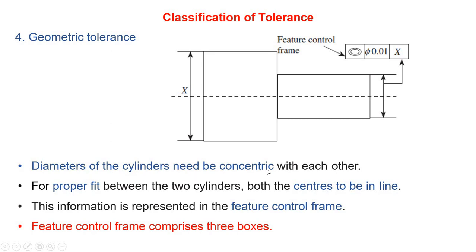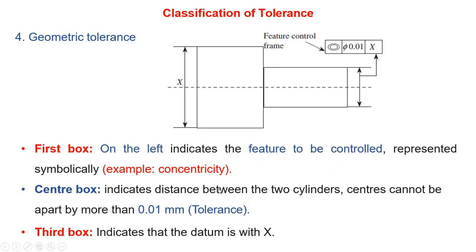The diameters of the cylinders need to be concentric with each other for a proper fit between the two cylinders. Both centers need to be in a line. This information is represented in a feature control frame. The feature control frame comprises three boxes. The first box on the left indicates the feature to be controlled, represented symbolically. For example, the center box indicates the distance between the two cylinders: centers cannot be apart by more than 0.01 mm. The third box indicates the datum, which is X.